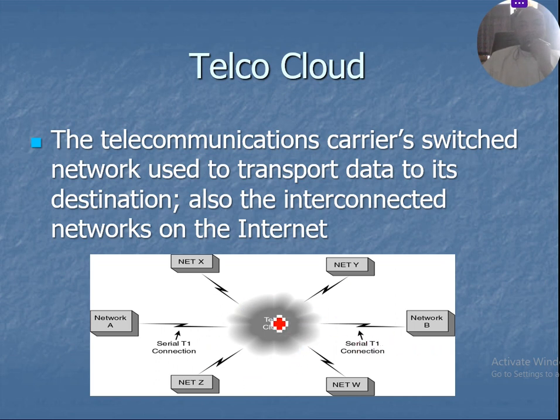So all of them, they access this telco cloud where their data will be carried. These telecommunication carriers switch network used to transport data to destination. That's what they do. They just switch to the destination area due to the IP addresses that has been provided by the routers, which will be dynamically assigned by the routers. And then also the interconnected network on the internet, all the interconnected network on the internet. That's what they do.